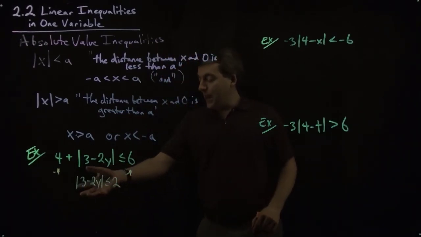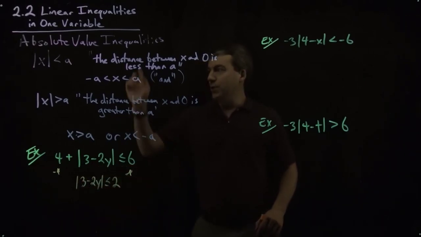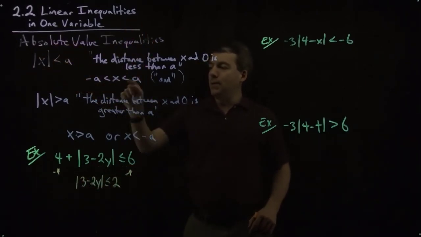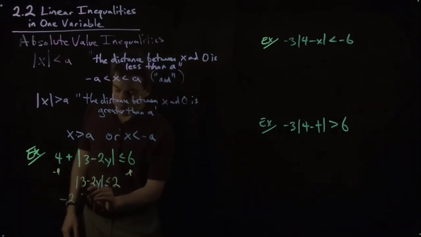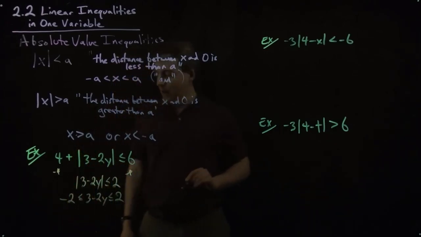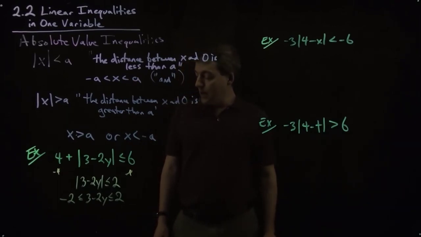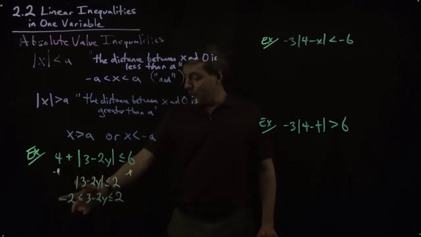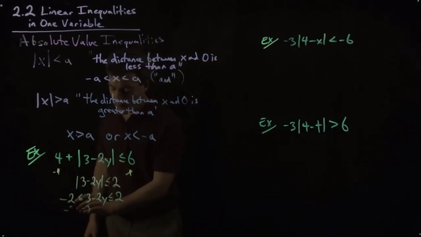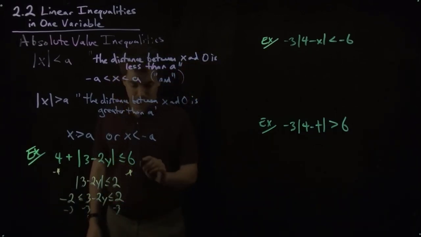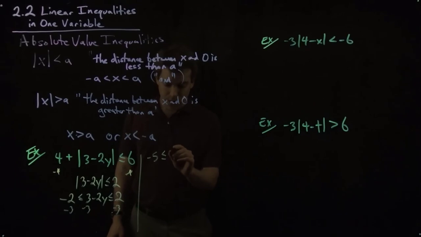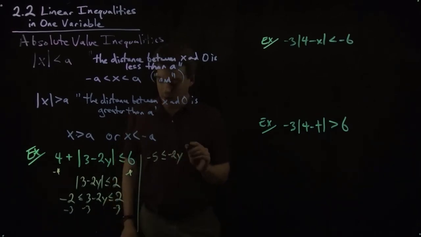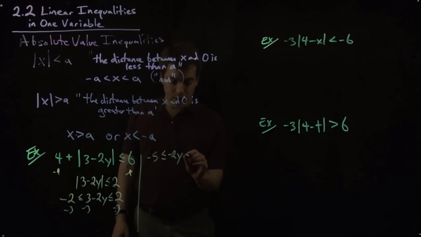Okay, now this has the absolute value less than or equal to 2. Less than or equal would be this type, so we've got the compound inequality, and we can write that immediately. Negative 2 less than or equal to 3 minus 2y less than or equal to 2. Okay, and now we can solve this. So we can subtract the 3. So we have negative 5 less than or equal to negative 2y less than or equal to negative 1.